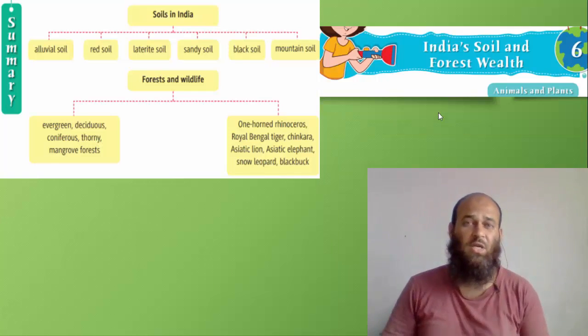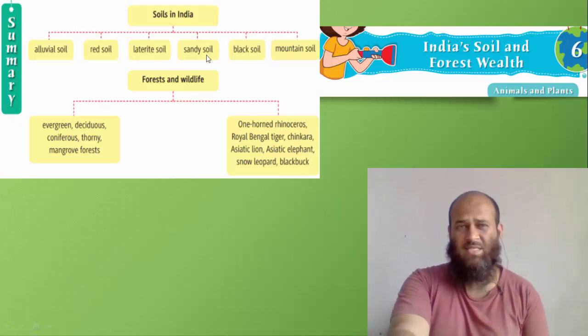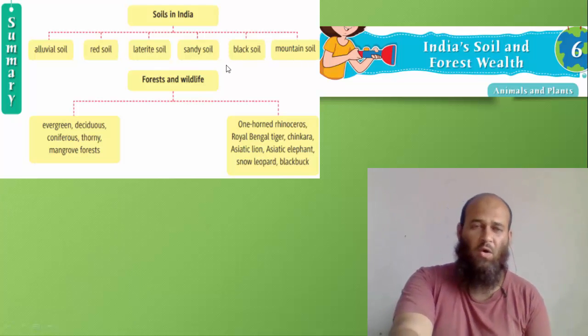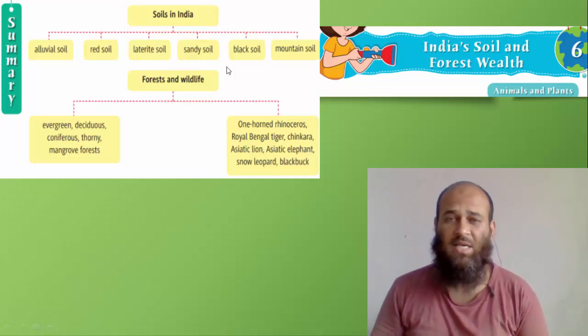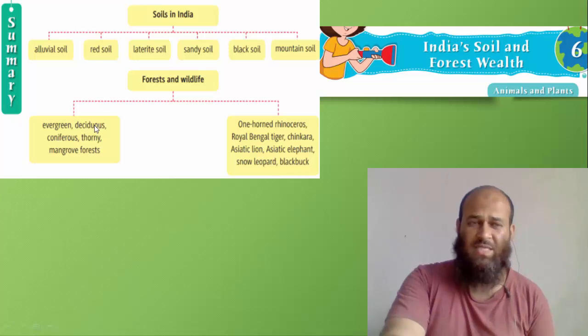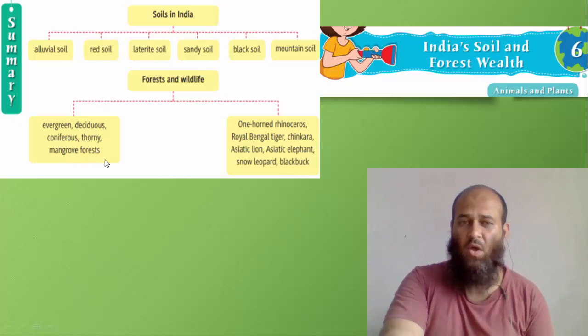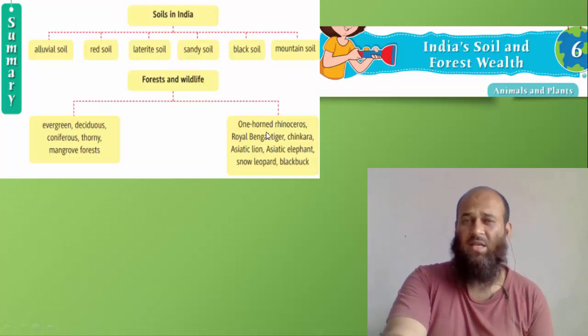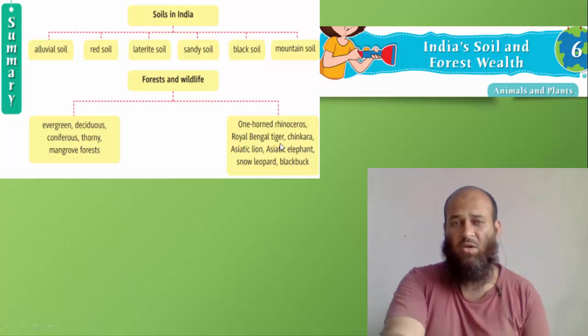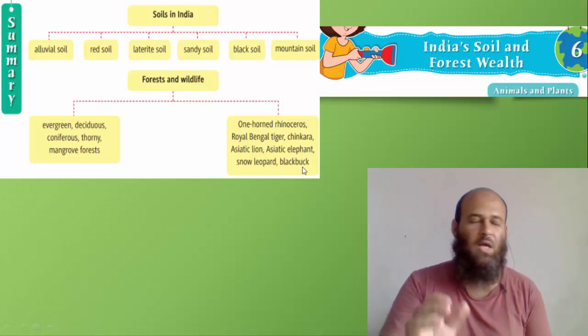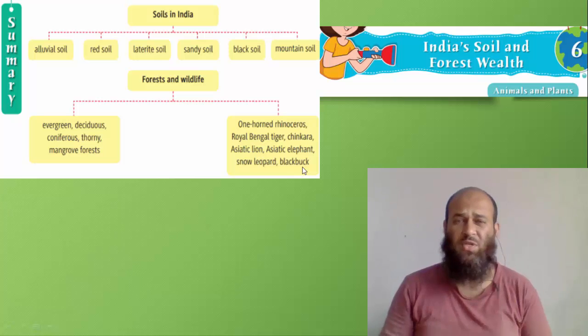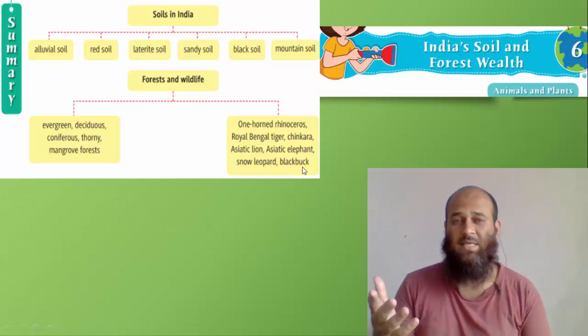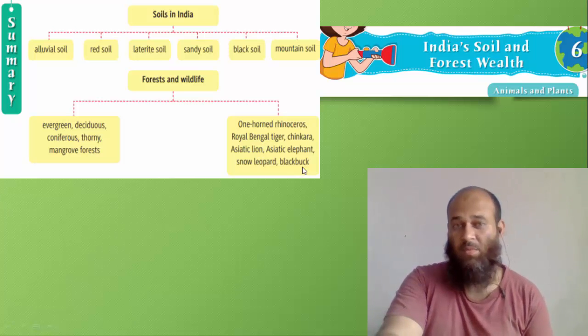This brings us to the closure of the lesson. Let's revise it. In this lesson, we saw different types of soil: alluvial, red, laterite, sandy, black, and mountain soil. Also, forest life in India, wildlife in India is very important. We have evergreen, deciduous, coniferous, thorny, and mangrove forests. Also, we have a variety of animals living in our forests: one-horned rhinoceros, Royal Bengal tiger, chinkara, Asiatic lion, Asiatic elephant, snow leopard, black buck. So much variety. There are so many animals present in our forests, in our wildlife sanctuaries. Thank you so much. Let's go further and see what's there next for us in this lesson.